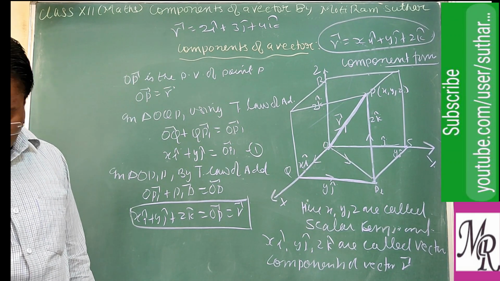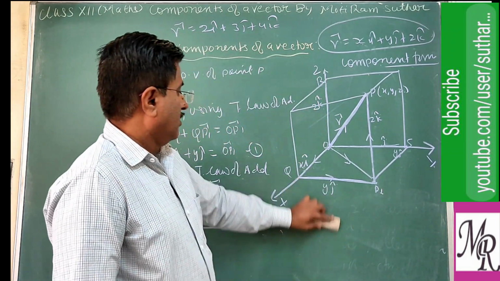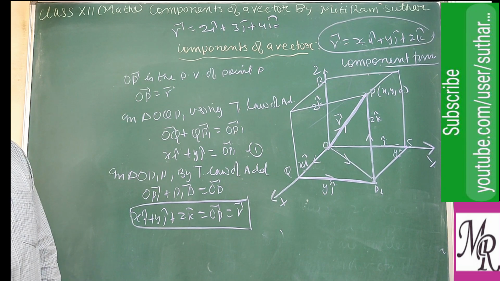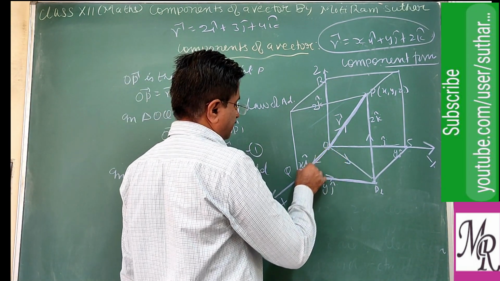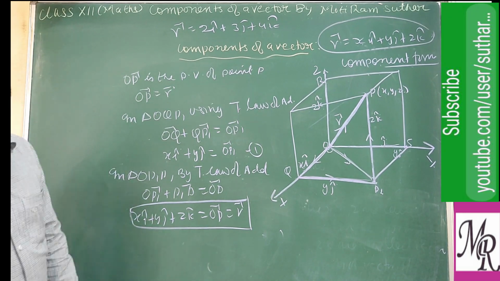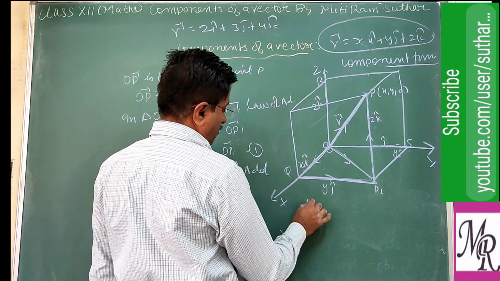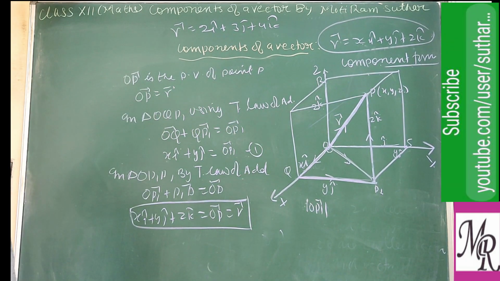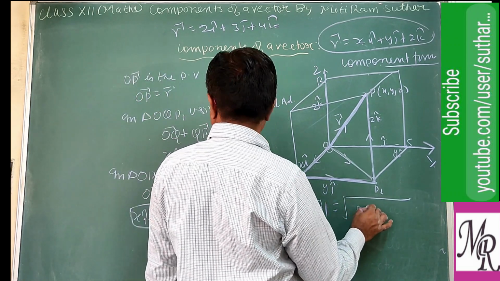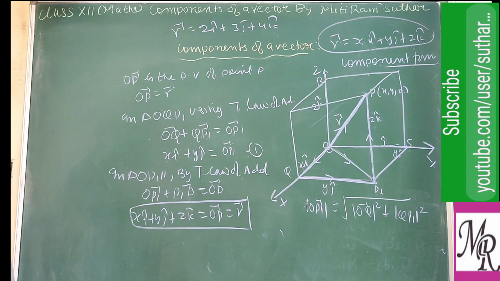Now the length of any vector is usually determined by applying the Pythagoras theorem. Suppose you want to find the length of this vector R. We note that OQP1 is a right triangle, because here there is a 90 degree angle. In a right triangle, using the Pythagoras theorem, mode of OP1 is equal to the root of the sum of squares of the other two sides, that is OQ square plus QP1 square.